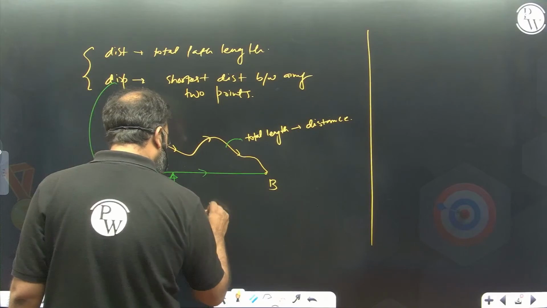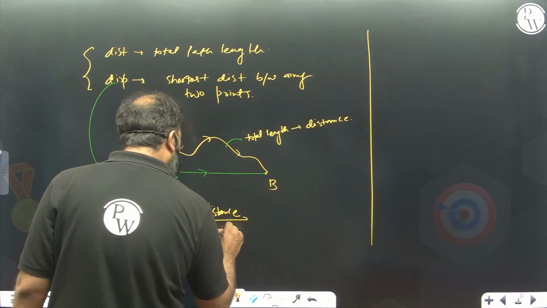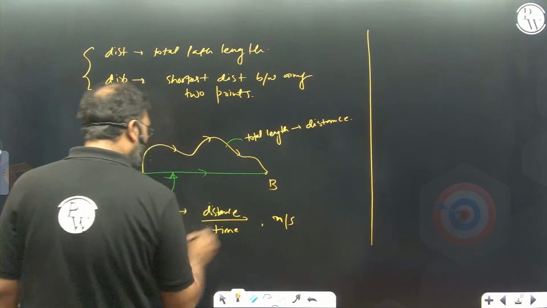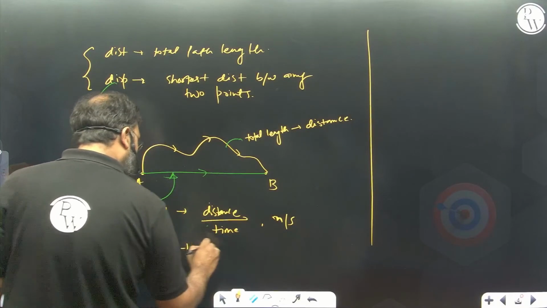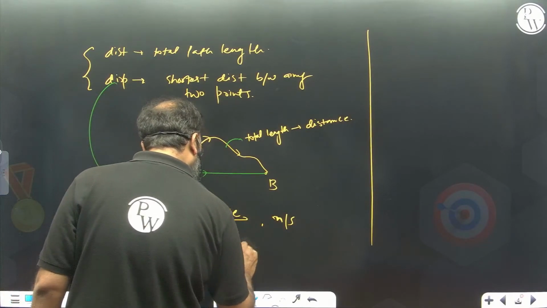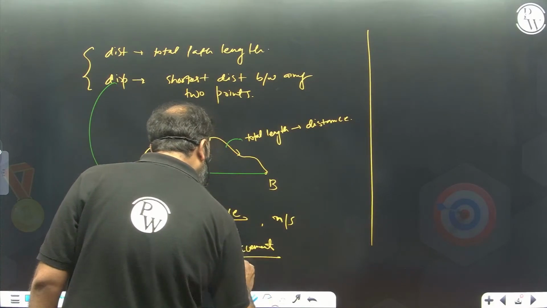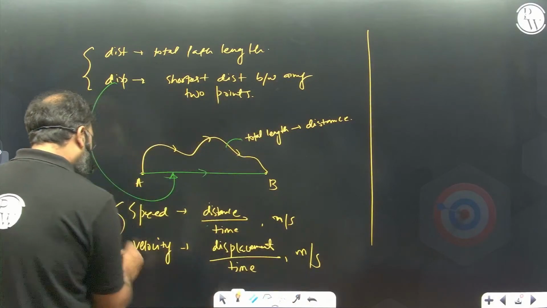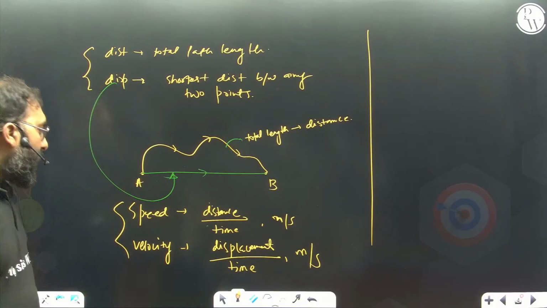rate of change of distance, or the distance traveled by the body divided by time. SI unit will be meter per second, okay? Meter per second. Then we have velocity. Velocity is what? Displacement over time. So this is the small difference we have. Displacement over time, and the unit will again be meter per second. So these are the quantities we have: speed, velocity, distance, displacement.